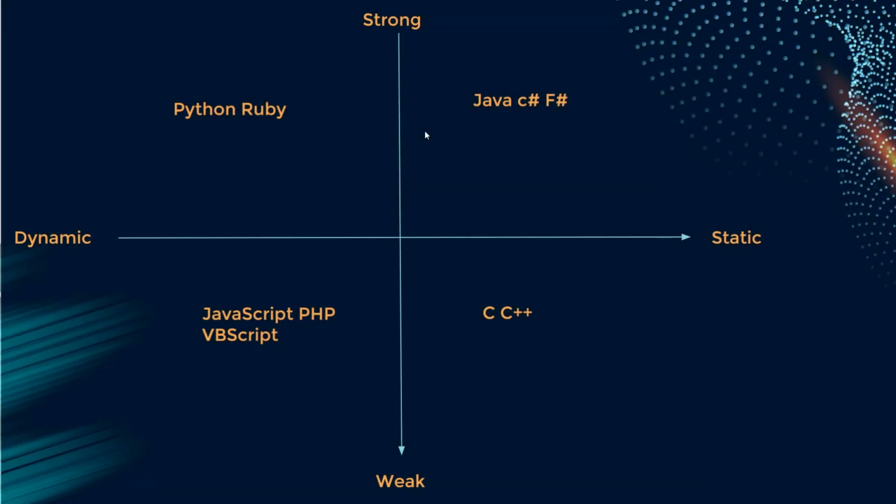Almost all languages fall in one of these four quadrants, where one axis has strongly and weakly typed languages and the other axis has dynamically and statically typed languages. So we can see here that Python and Ruby are dynamic and strongly typed languages, whereas Java, C sharp, F sharp are static and strongly typed languages. On the other hand, JavaScript, PHP, and VBScript are dynamic but weakly typed languages, and C and C++ are static but weakly typed languages.